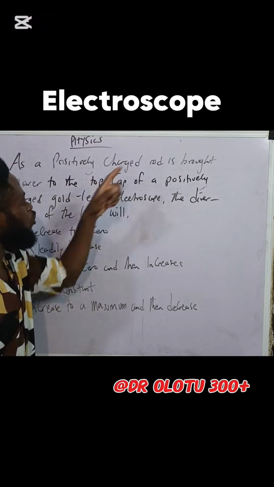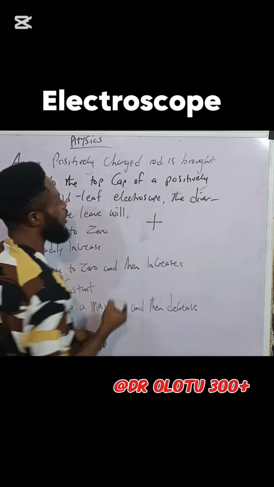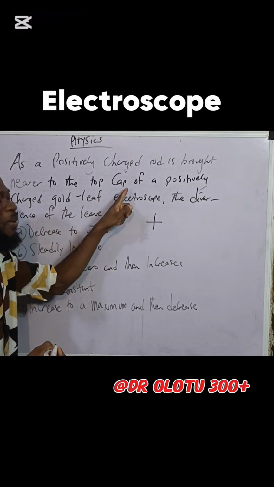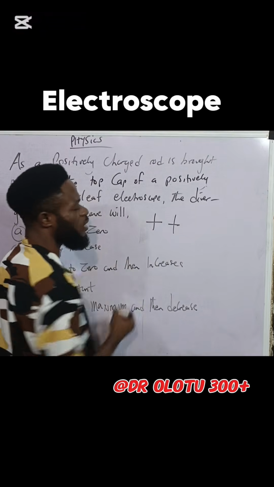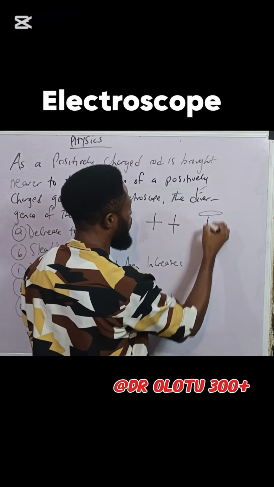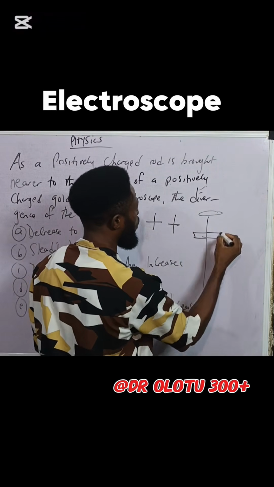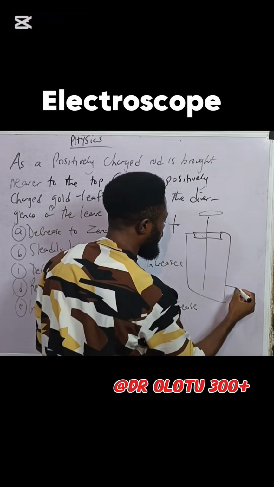A positively charged rod, so that means the rod is positively charged. It was brought nearer to the top cap of a positively charged electroscope. That is also positive. Now, in a gold leaf electroscope, a lot of things might have been forgotten, but I'll just draw a diagram here for a gold leaf electroscope.